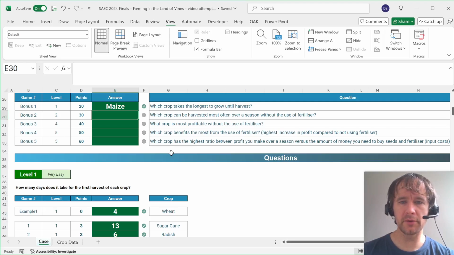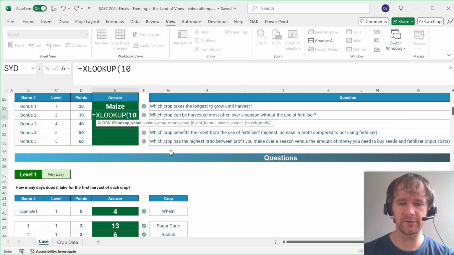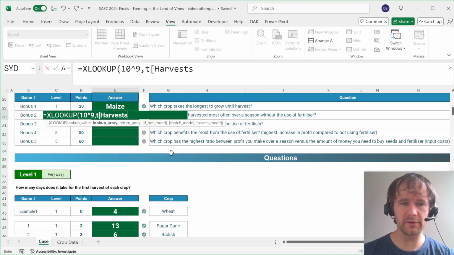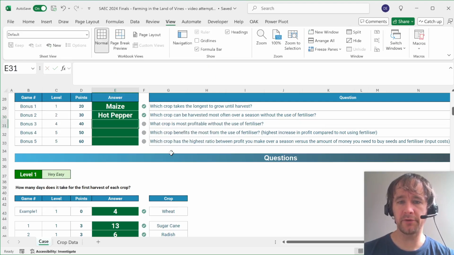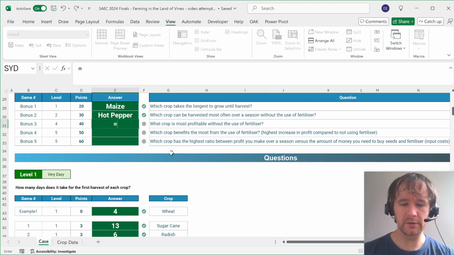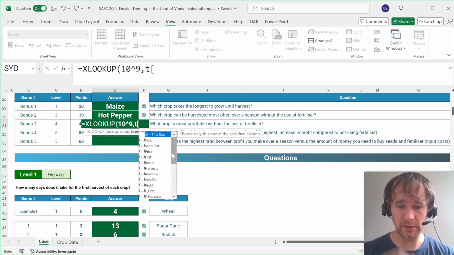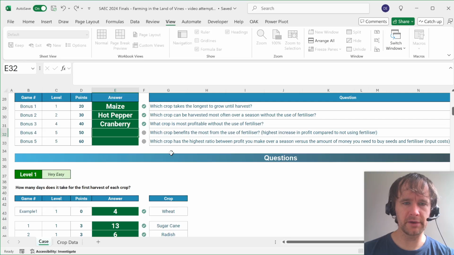Which crop can be harvested most often over a season without the use of fertilizer? So again, we're just looking for the biggest number in the harvests without fertilizer, returning from T crop. Exact match or next smallest item. Which crop is most profitable without the use of fertilizer? So again, big number in T profit, returning from T crop, exact match or next smaller.